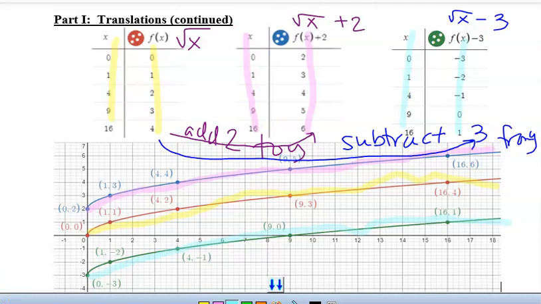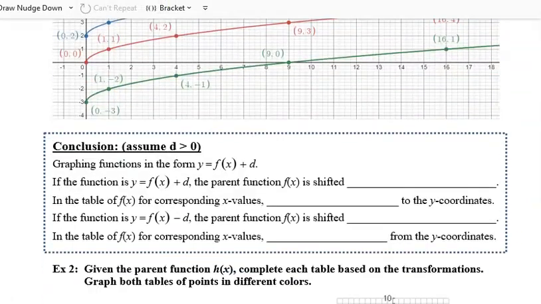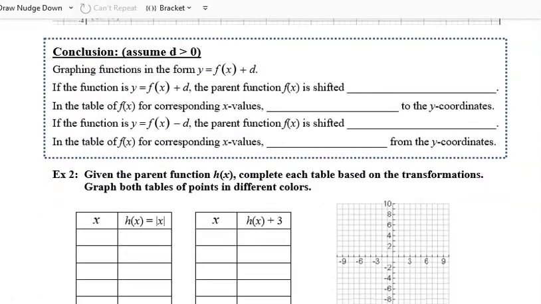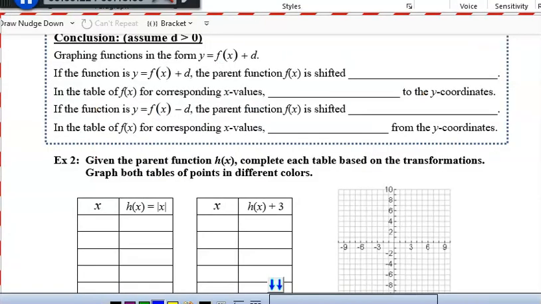Now we're going to go to your notes in the color box, and then we're going to do an example. So in the first line, if we have f of x plus d on the outside and d is positive, that means we're going to add d units to the y values, which means this graph is now going to go up d. So we'll write that in: shifted up d units.